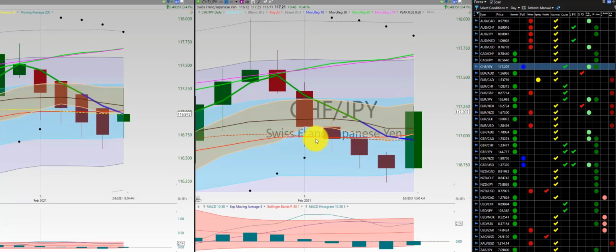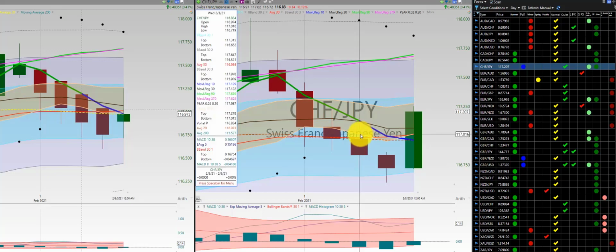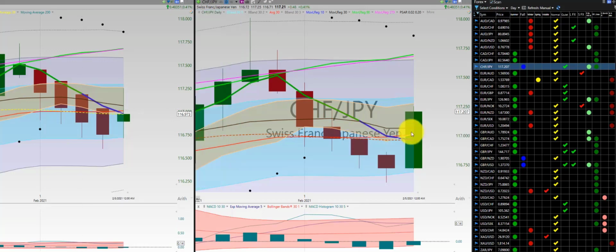Swiss franc Japanese yen, beautiful 1-2-3 punch out, and again with this particular Heikin Ashi was again to the downside. Could have had your stop here above or right at the belly of the dragon.